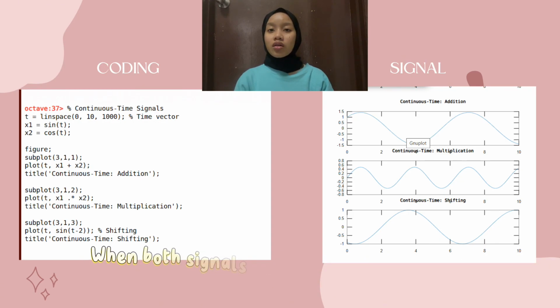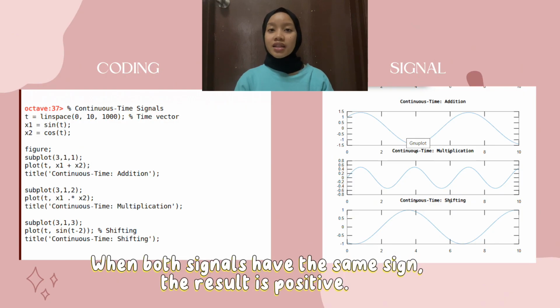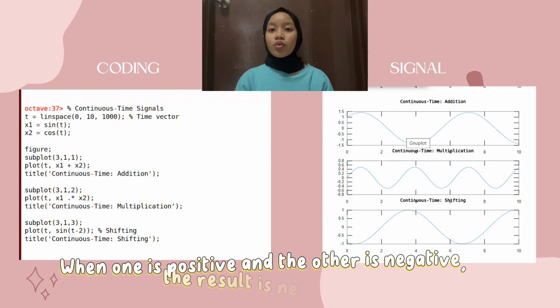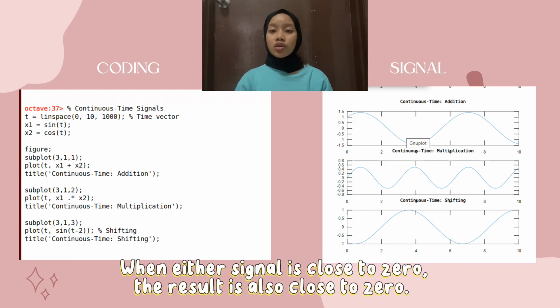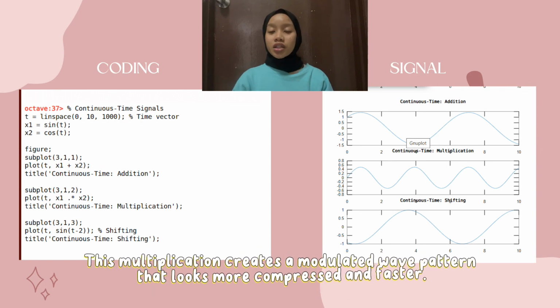When both signals have the same sign, the result is positive. When one is positive and the other is negative, the result is negative. When either signal is close to zero, the result is also close to zero. This multiplication creates a modulated wave pattern that looks more compressed and faster.